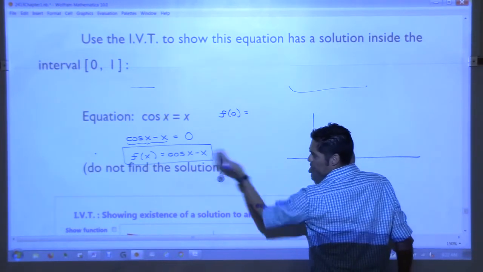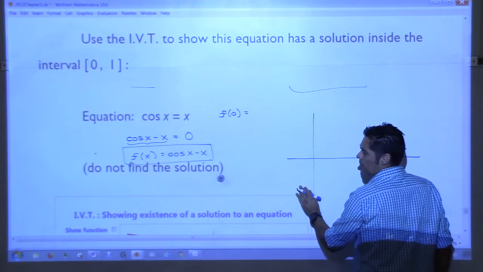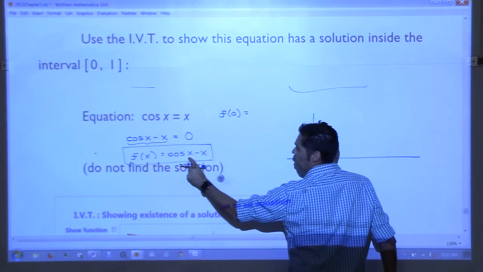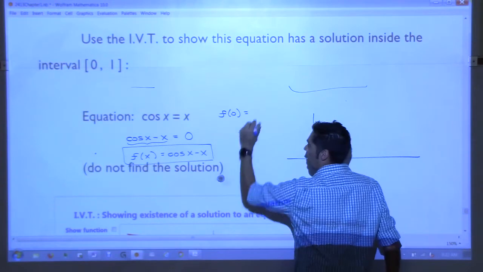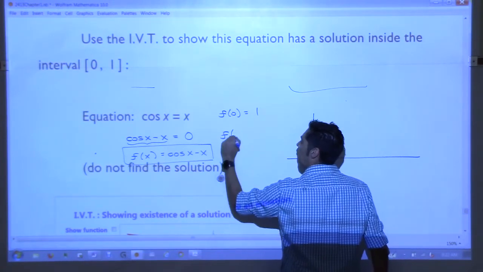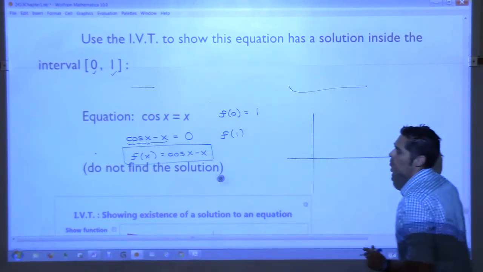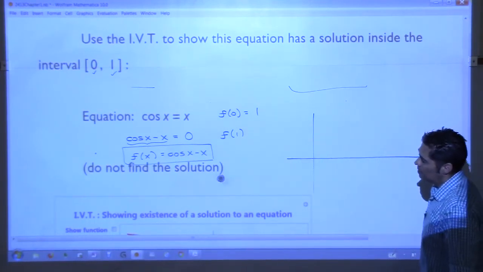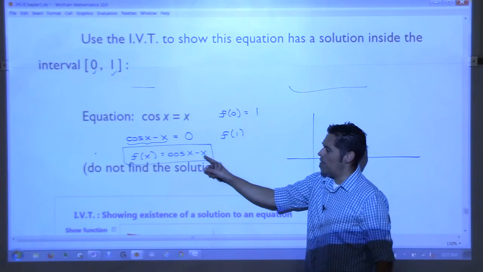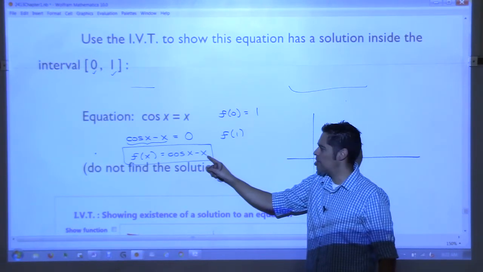What's f of 0? So look at this function. What's f of 0? Cosine of 0 is 1 minus 0. It's 1. So we get 1. Okay. What's f of 1? So what I'm doing is I'm doing these two endpoints, and I'm trying to see what's happening. What's f of 1? Cosine of 1 minus 1. Ooh, what's cosine of 1?